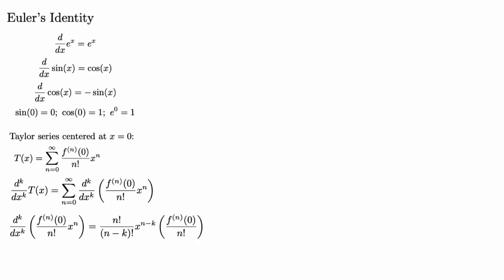So we have T of x is equal to the infinite sum of the nth derivative of f evaluated at x is equal to 0 over n factorial times x to the nth power. And we see here that taking the kth derivative of the Taylor polynomial, we get the kth derivative of the function. So taking any derivative of the polynomial, we get the derivative of the function evaluated at the center point, meaning that the Taylor polynomial approximates the function around that point.